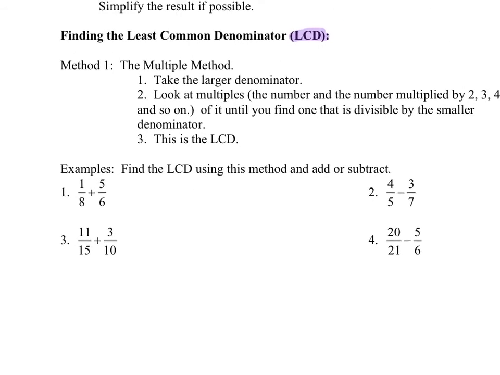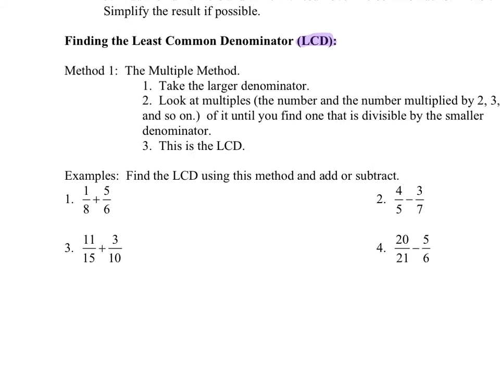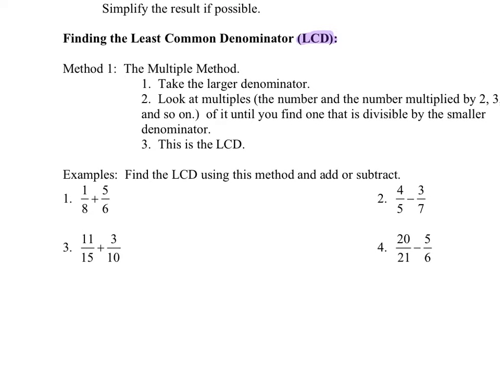Okay, so let's try that. Take the larger denominator for this first question, it's going to be the 8. So we take 8, and we're going to look for something that is divisible by 6. So 8 times 2 is 16. Nope, 8 times 3 is 24. Sure enough, this is 4 times 6, so it is divisible by 6. So 24 would be my lowest common denominator for this particular term.